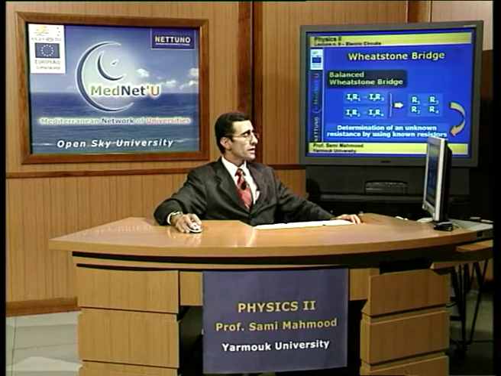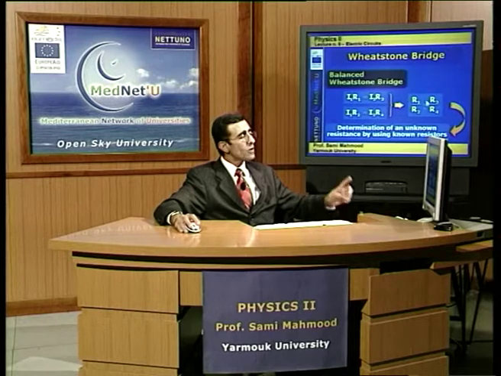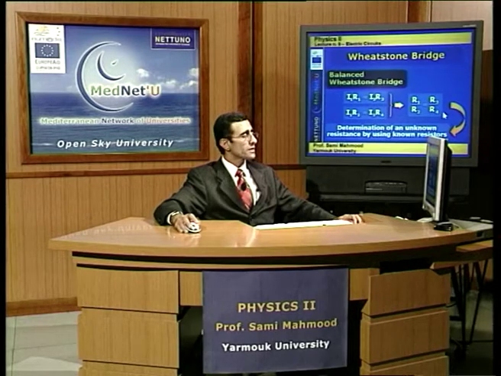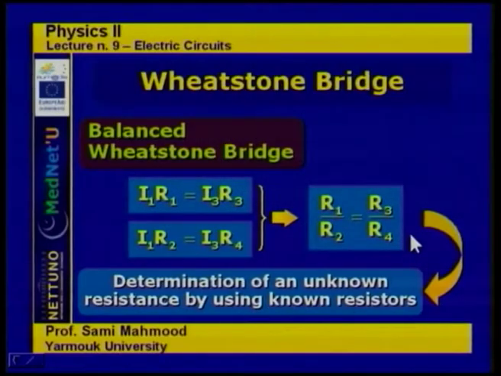And thus, if any one of these four resistors is an unknown resistor, we can determine this unknown resistance if we know the remaining resistances.